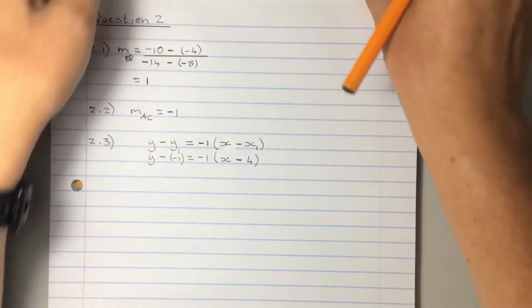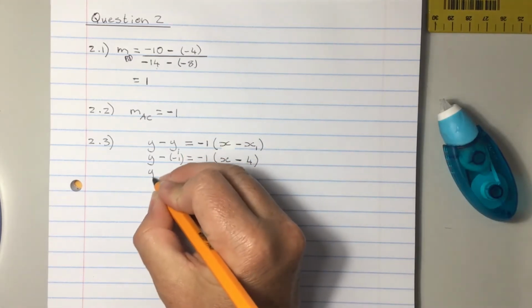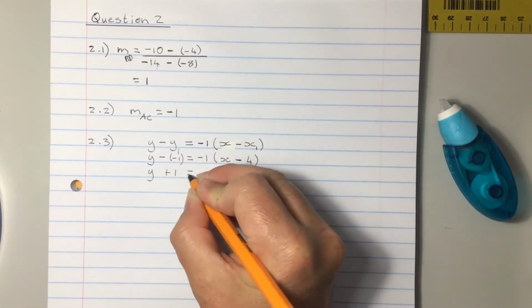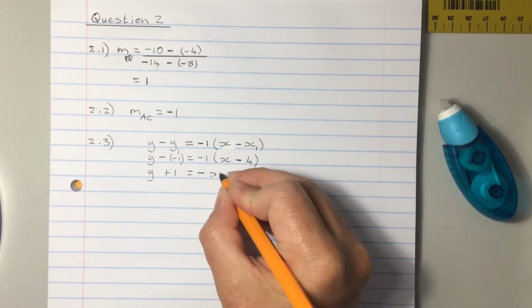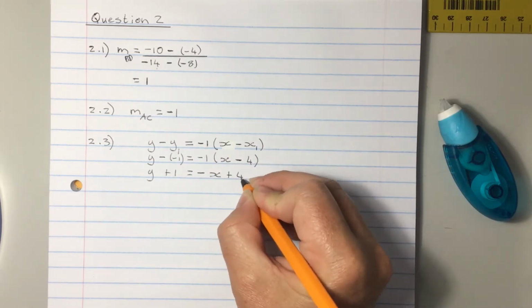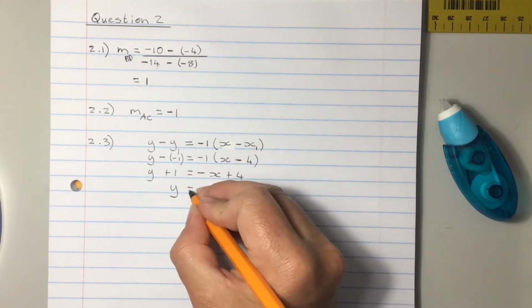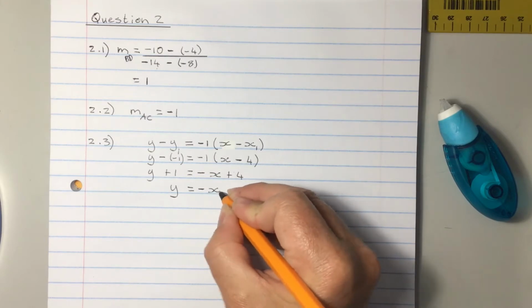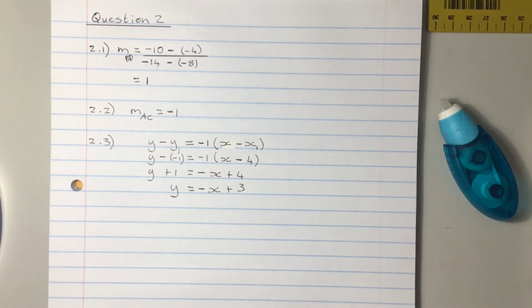And don't forget, they asked us to write it in the form y is equal to, so we need to solve for y. So y plus 1 is equal to, I'm going to distribute my -1, that gives me -x plus 4. To get y on its own, I'm going to subtract 1 from both sides, leaving me with -x plus 3 as my final equation.